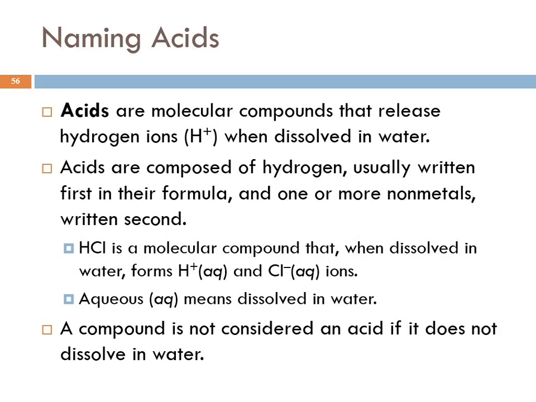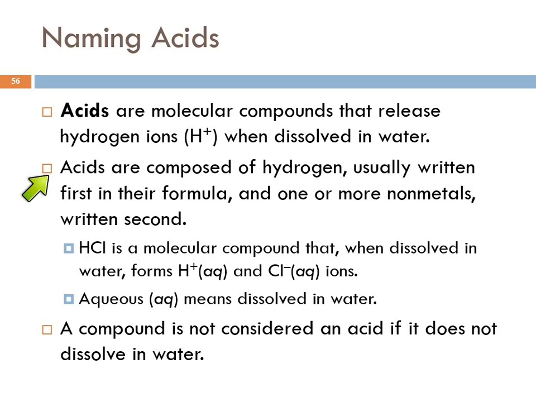Another group of things to name, acids. Acids have a special naming system. So how do we recognize acids? Well, one definition of acids is that these are molecular compounds that release hydrogen ions when dissolved in water. That's the definition we're going to use for this.